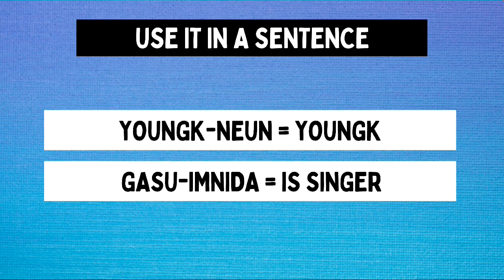And then the second part of the sentence is 가수입니다. This is a declarative phrase which means is a singer. So 가수 is our word for today and it means singer. And 입니다 is used to declare or to say that something is something. So if these two parts are combined, it would result to a sentence that means Young K is a singer.